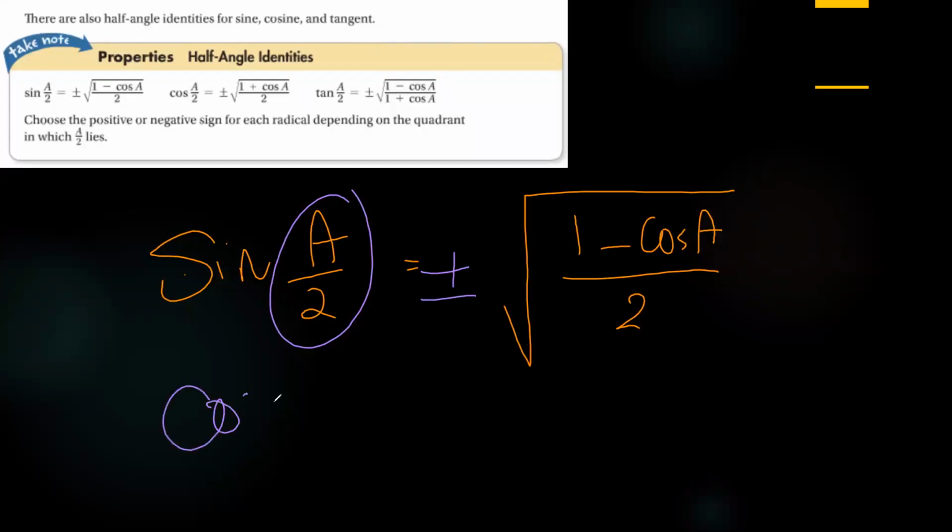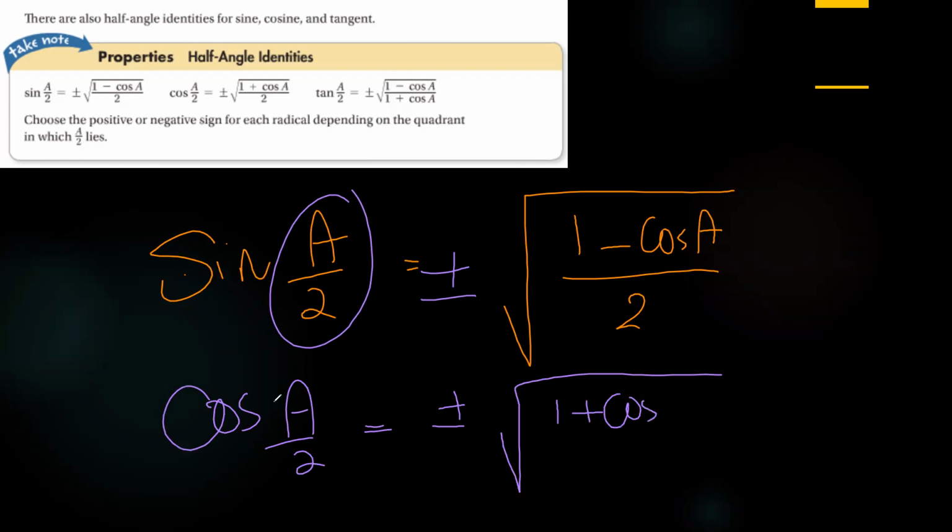And cosine of A over 2 will be positive or negative according to which quadrant I'm talking about. It's the square root of the same thing, but it will be 1 plus cosine of A over 2. Now, how do you memorize it? Since I'm talking about cosine, the plus will be with the cosine. But if I'm talking about sine, the cosine will have a minus sign.